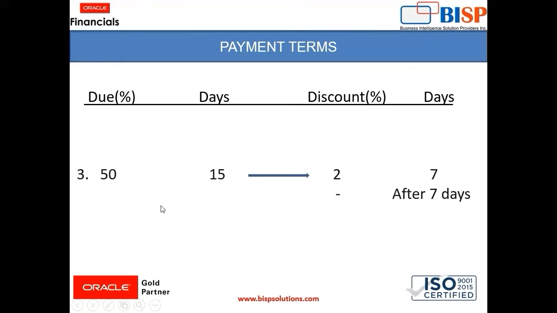Now, here is one more installment line due for 50% to be paid within 15 days. For this also, you can give three levels of discount, but it is not mandatory. You can restrict it to one level or two levels also. So here I have given only two levels of discount. For example, if payment is done within 7 days, 2% discount is available. After that, no discount is available. Now we will go to the application and see how it is done.